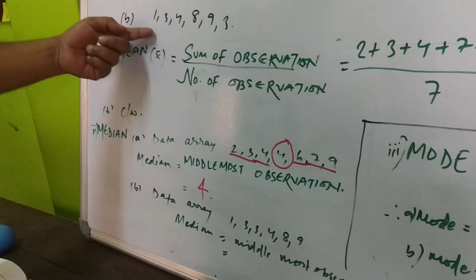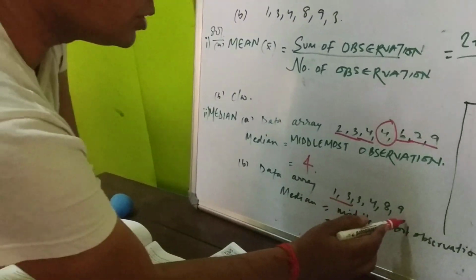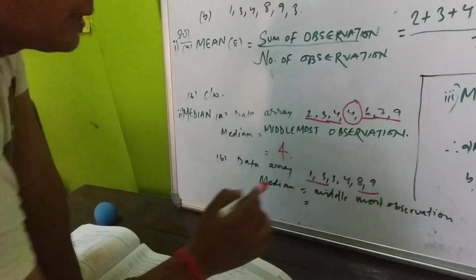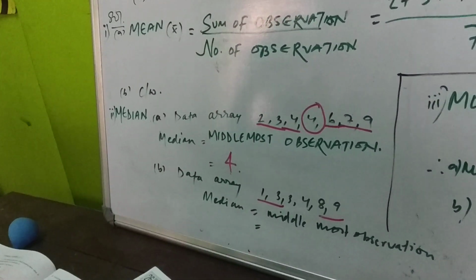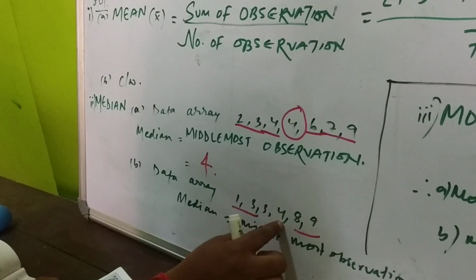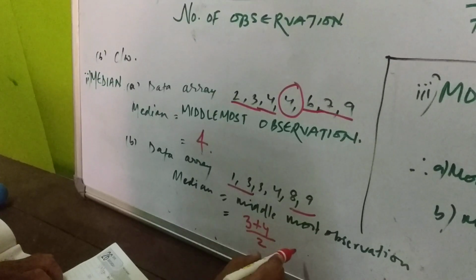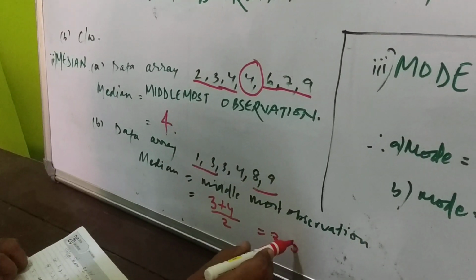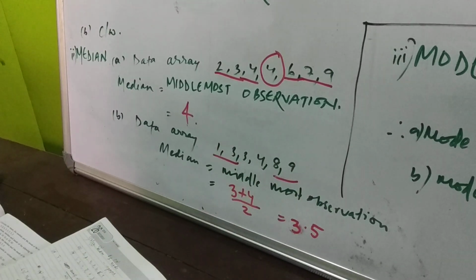Now I have taken a second question to show you what happens if I am left with 2 numbers at the center. That particularly happens when there are an even number of observations given in the question. Then in that case, the middlemost observation, I have 2 numbers, 3 and 4. So what do I do? I'll add those 2 numbers and divide by 2. So my median for this question would be 3.5. I hope you have understood.